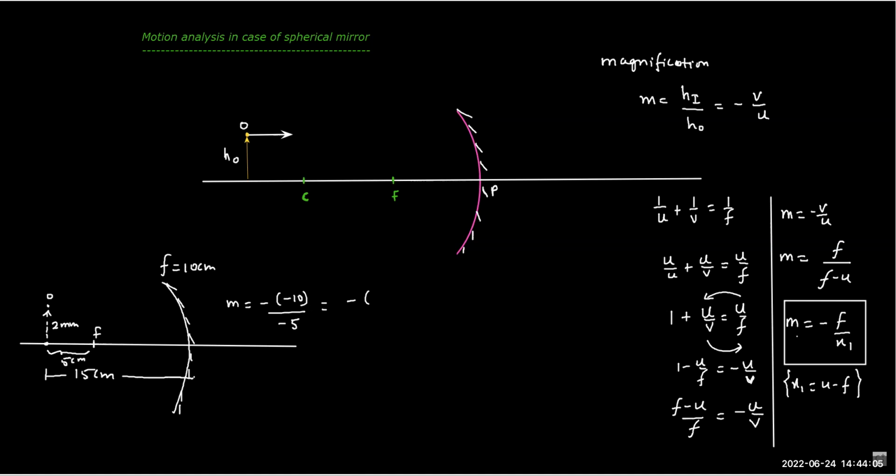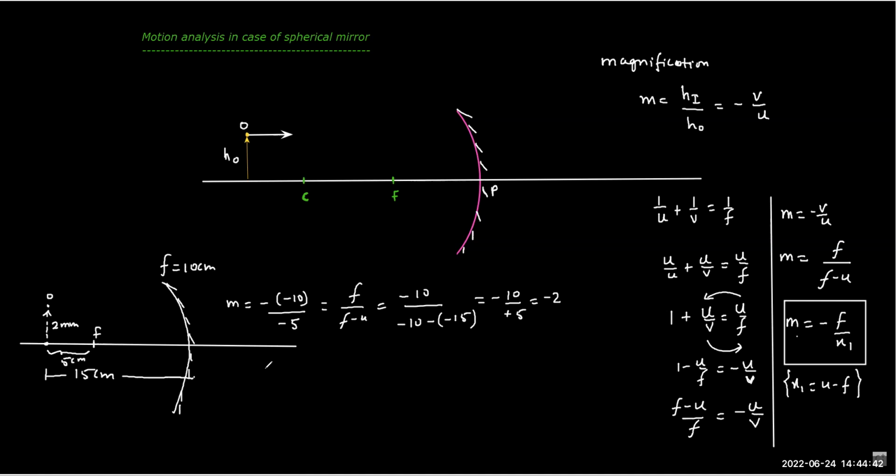If you want to use the direct formula, the formula which we had, f upon f minus u. So f will be minus 10, minus 10 minus 15. f is minus 10, and u is minus 15. So this turns out to be how much? Minus 10 by the value which is plus 5. So m turns out to be 2.